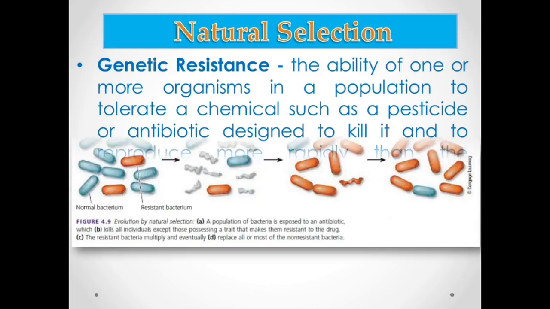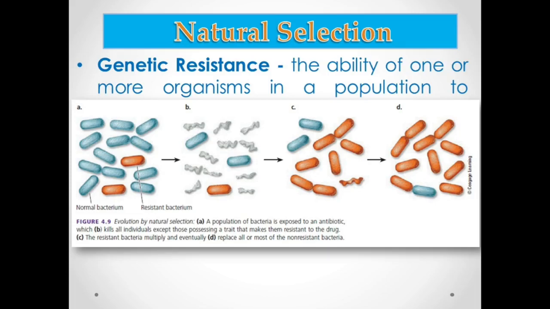To summarize, but before that, this is an example of bacteria that could create genetic resistance, evolution by natural selection. A population of bacteria is exposed to an antibiotic. Of course the bacteria can be killed by the antibiotic, except those bacteria that have the trait that makes them resistant to the drug. Because of this, the resistant bacteria could multiply and eventually replace all other non-resistant bacteria. So eventually, that species of bacteria would have genetic resistance. That's the implication of wrongly using antibiotics, and that is also an example of genetic resistance.